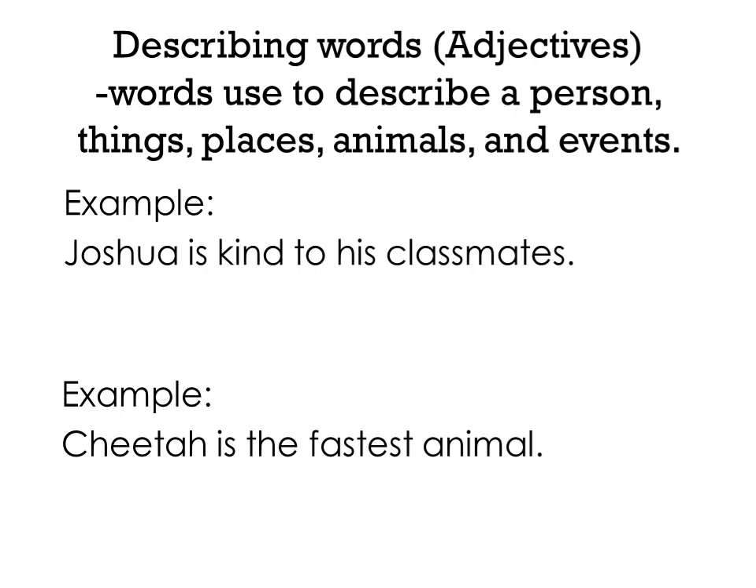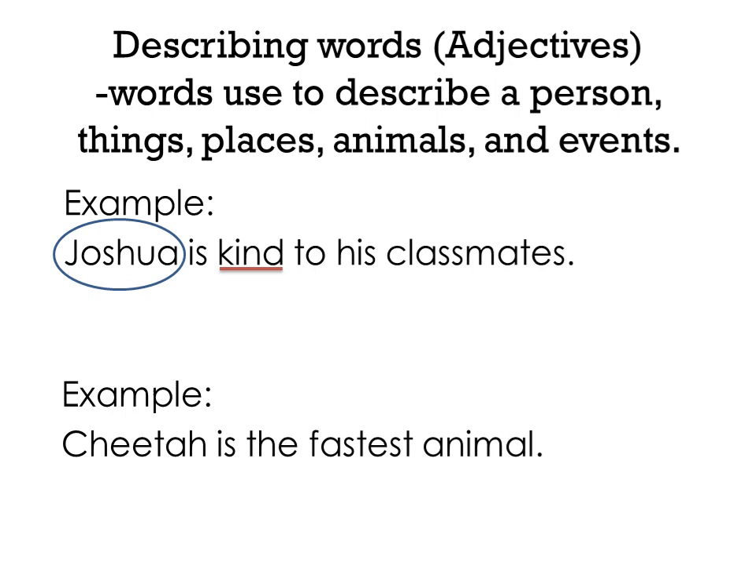Now, describing words or adjectives are the words used to describe a person, things, places, animals, and events. Example, Joshua is kind to his classmates. Joshua is the name of a person. So where is the adjective there? Right, the adjective there is kind. Why is it kind? Because kind is used to describe Joshua.